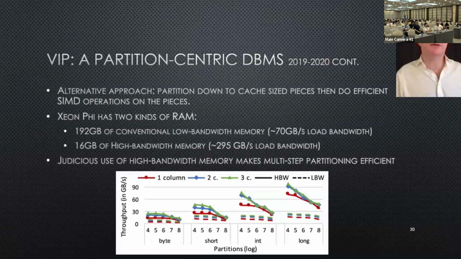So the chart at the bottom shows essentially that high bandwidth memory gives you very fast partitioning. So the numbers at the bottom, 4, 5, 6, 7, 8, that's 2 to the 4 up to 2 to the 8 partitions. And the solid lines are the high bandwidth memory. The dashed lines are the conventional memory. So you see a very significant improvement in the partitioning performance when the data is in high bandwidth memory.